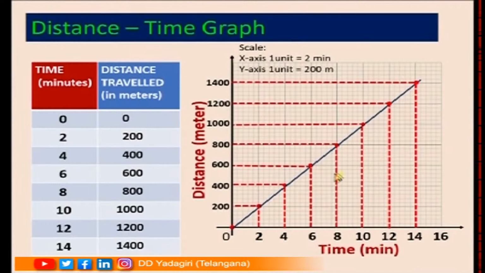So what do you observe from this graph? It is a straight line which is passing through the origin and it is inclined to the x-axis. What can you say from this graph? Children, here Swati covered equal distance in equal time intervals. Means every 2 minutes she covered the distance of 200 meters. Means this motion is uniform motion.